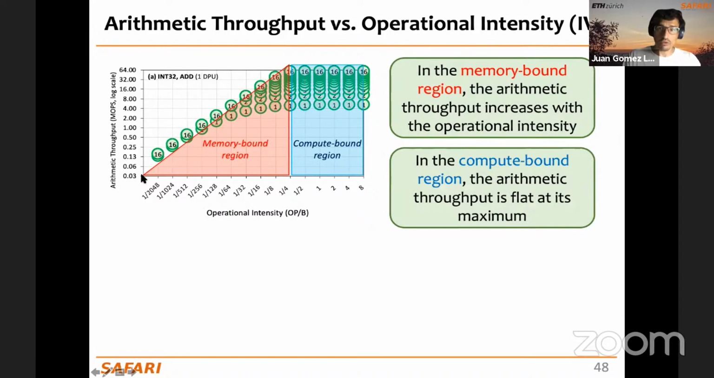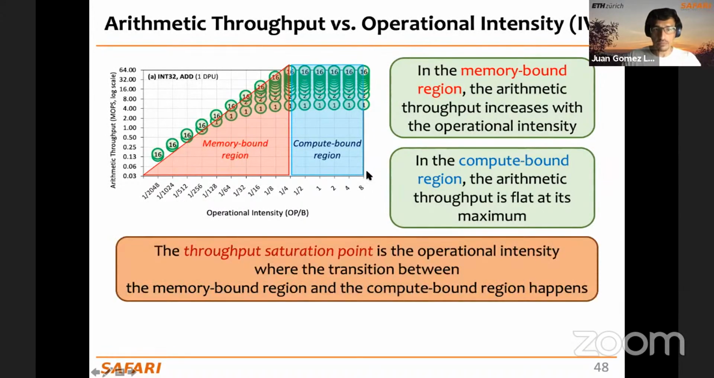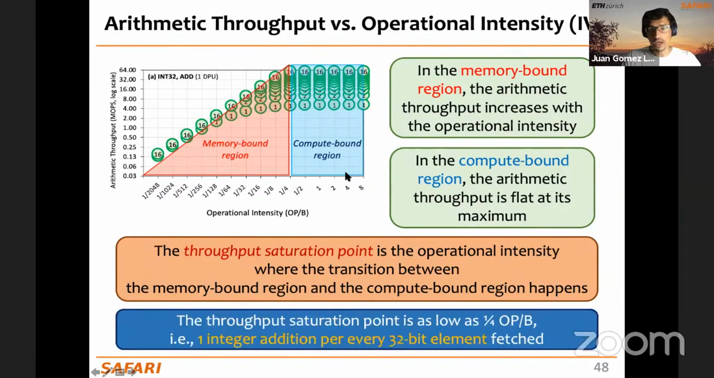So the memory bound region is this region where the arithmetic throughput increases with the operational intensity. The compute bound region is this area here where the arithmetic throughput is flat at its maximum. And we call the throughput saturation point, this point here, 1/4 in this particular experiment, where the transition between the memory bound region and the compute bound region happens.